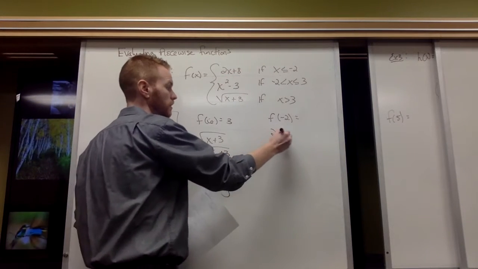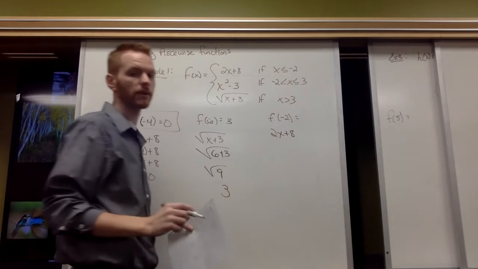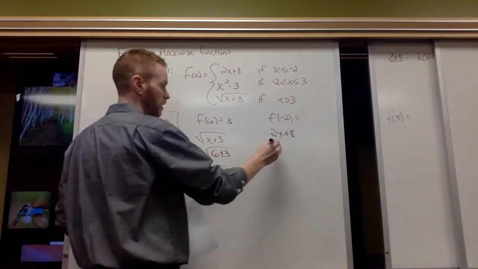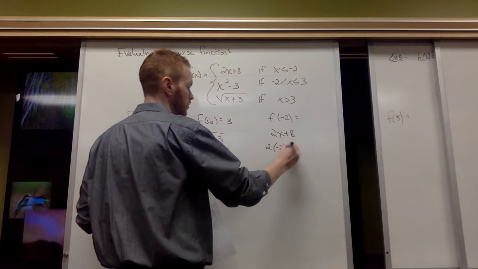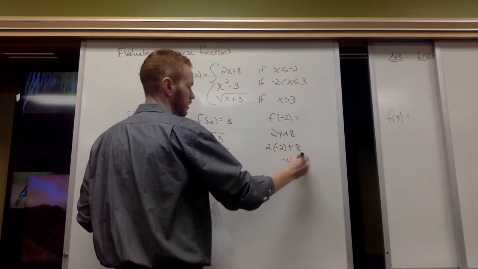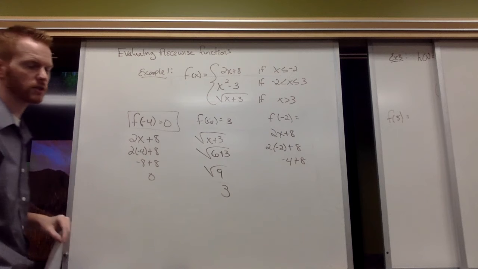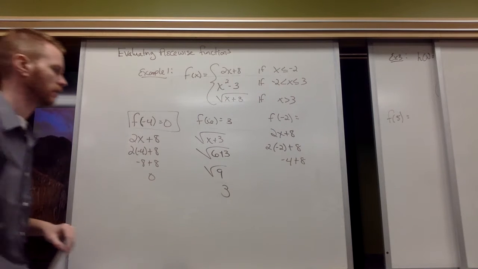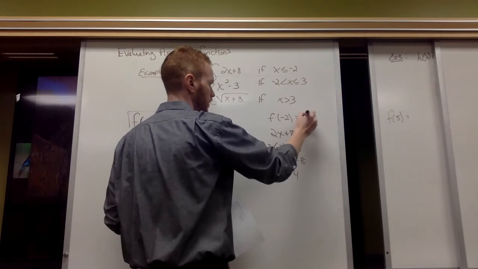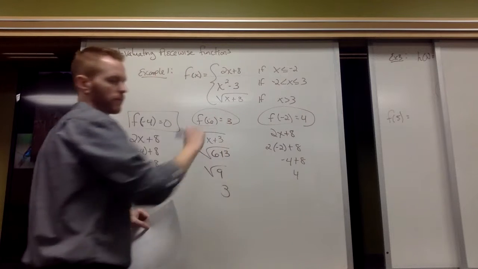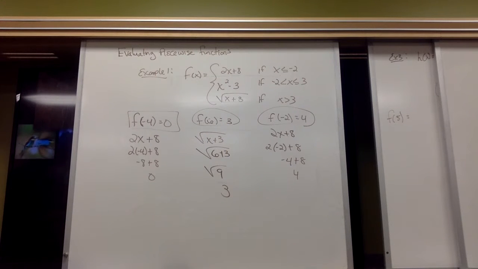So it's going to be 2x plus 8. That's the part of the function I'm allowed to plug -2 into. So once again, that's 2 times -2 plus 8. -4 plus 8 is what I get after I simplify. And then we come to a result of 4 for that guy. Okay?